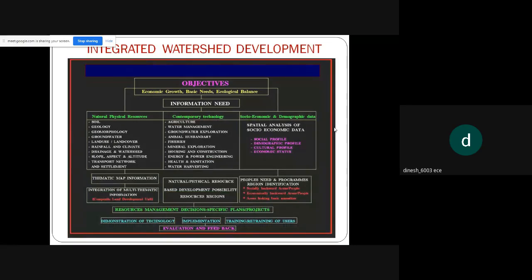So now let us see what is this watershed management. An application or an important development called integrated watershed development. So it is a conservation of water depending upon the requirements.